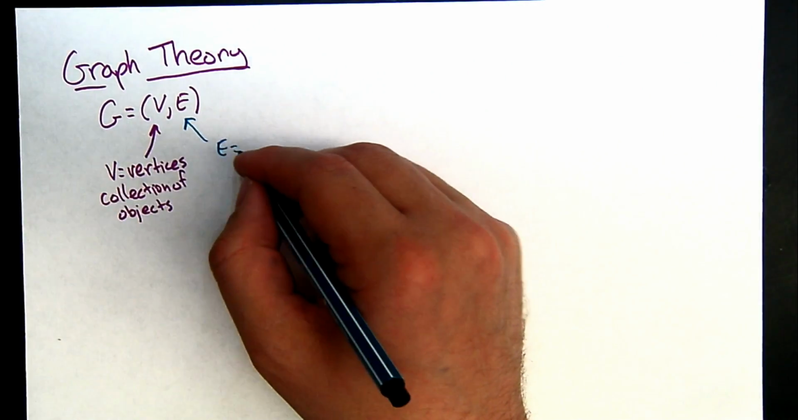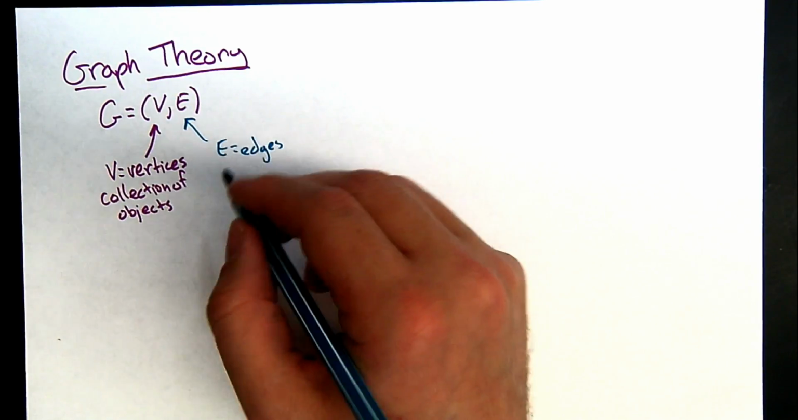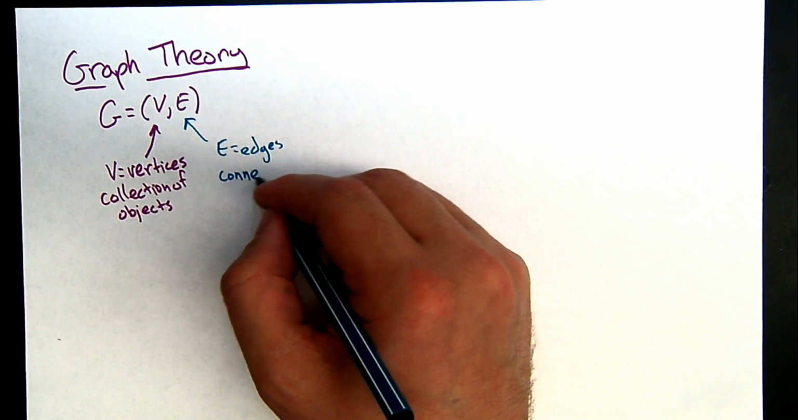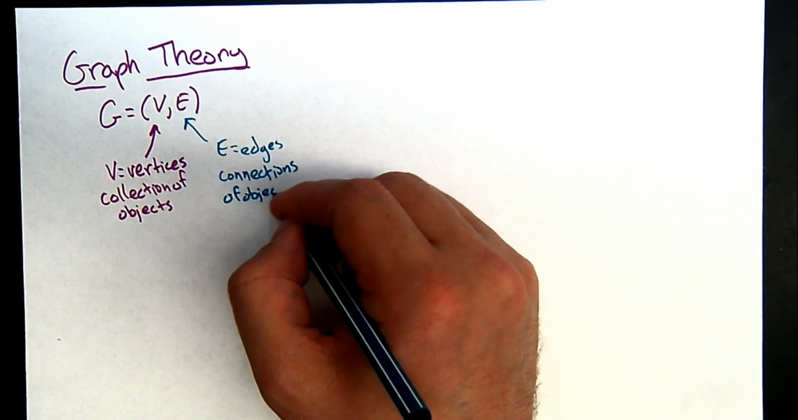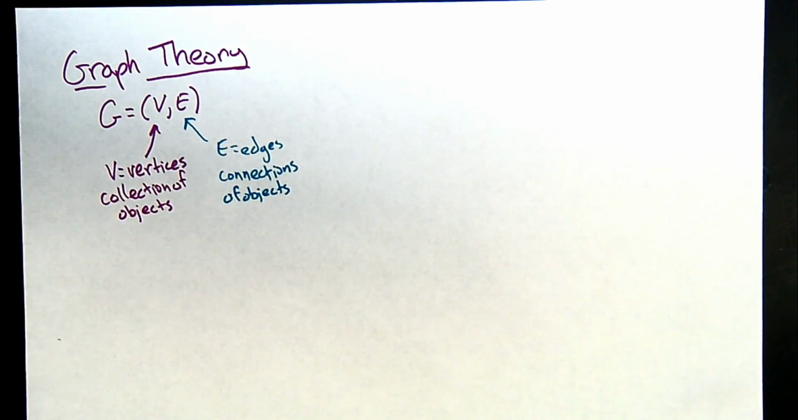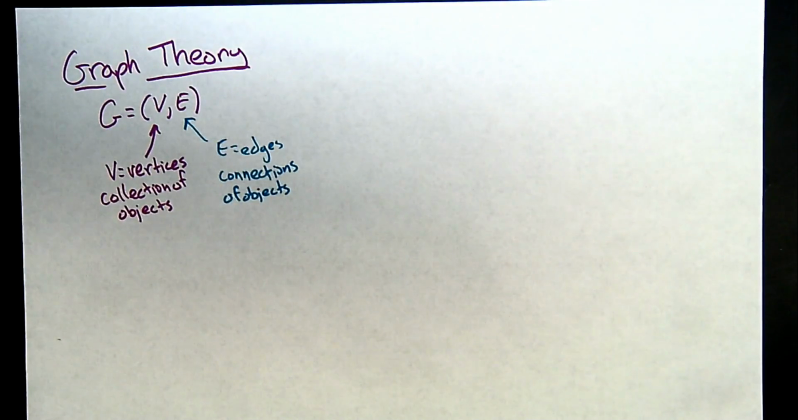The second half is your E. Now, E here stands for edges. And edges are your connections of objects. So in other words, I have these sets of objects, and I want to connect them together in some way. The way I often think about graph theory is I say, okay, well, I have a collection of things. Which things are connected to each other and tied together by some rule? I want to say those are my edges.